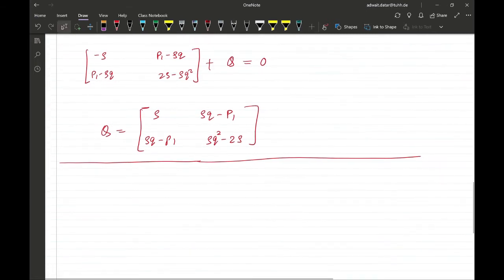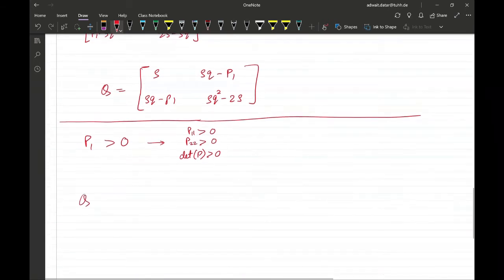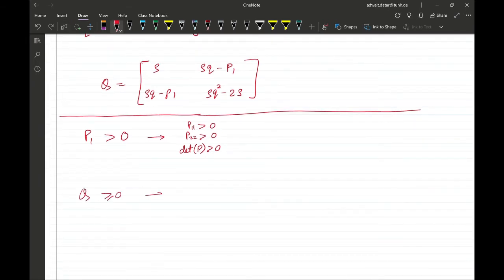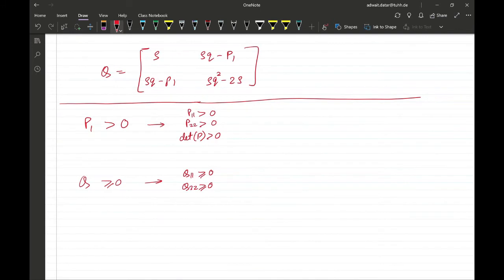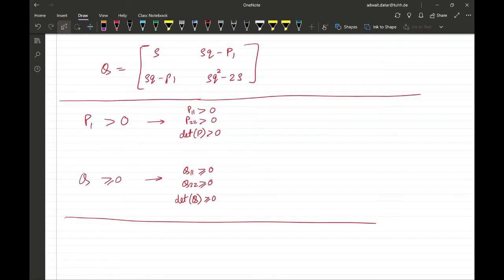So now what we want to impose is two things. One is that P is positive definite, which means P11, what we just saw, P11 positive, P22 positive, and determinant of P positive. And we want to impose Q positive semi-definite, meaning Q11 non-negative, Q22, rather because it's now just a scalar, non-negative, and determinant of Q non-negative. So this is what we will start imposing on our parameterization and check what values of q are feasible.